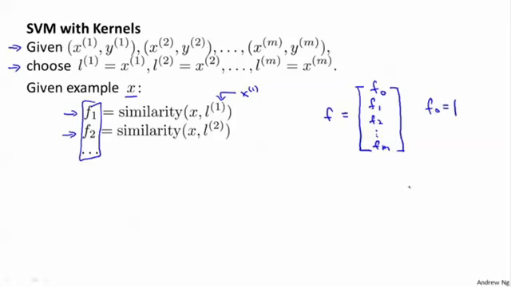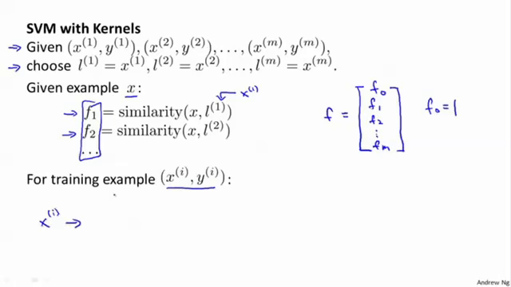So for example, if we have a training example xi comma yi, the features we would compute for this training example would be as follows. Given xi, we would then map it to f1i, which is the similarity. I'm going to abbreviate it as SIM instead of writing out the whole word similarity, right?